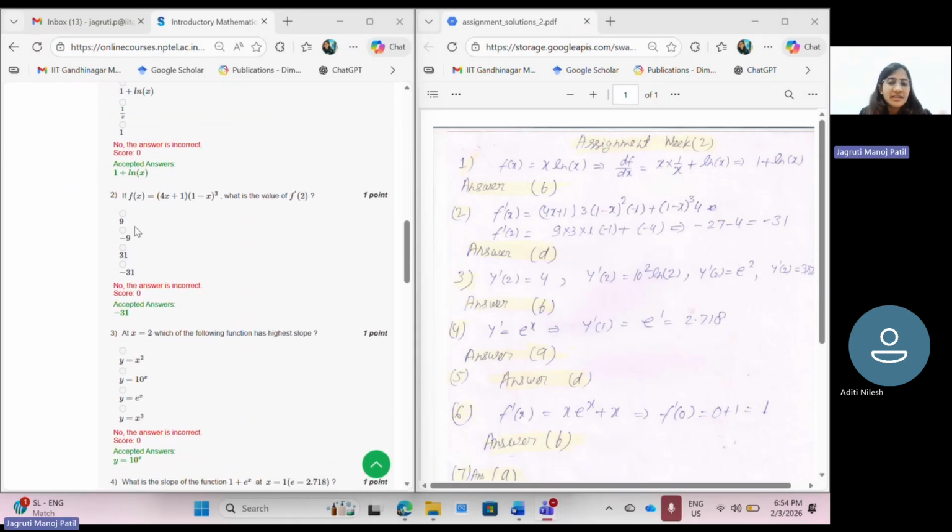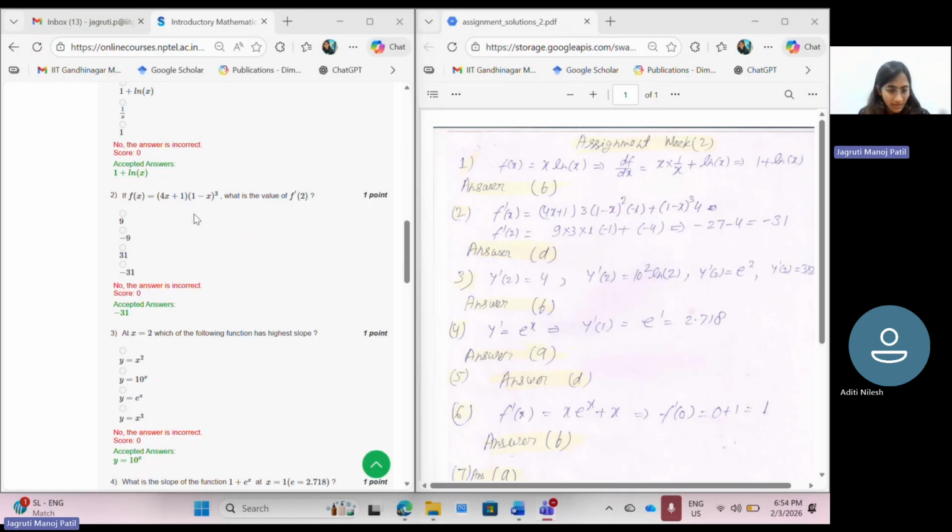Okay, let's see question number 2. If f of x is (4x plus 1) times (1 minus x) cube, what is the value of f dash of 2? So now you have this function. You know the product rule here, right? One way is you can multiply all of them out, and then 1 minus x cube, now you need to know the identity and all.